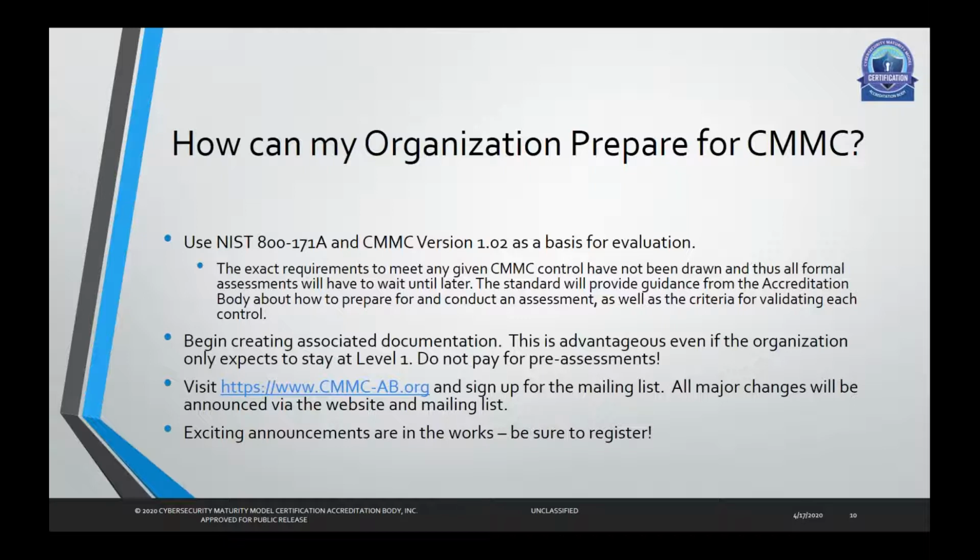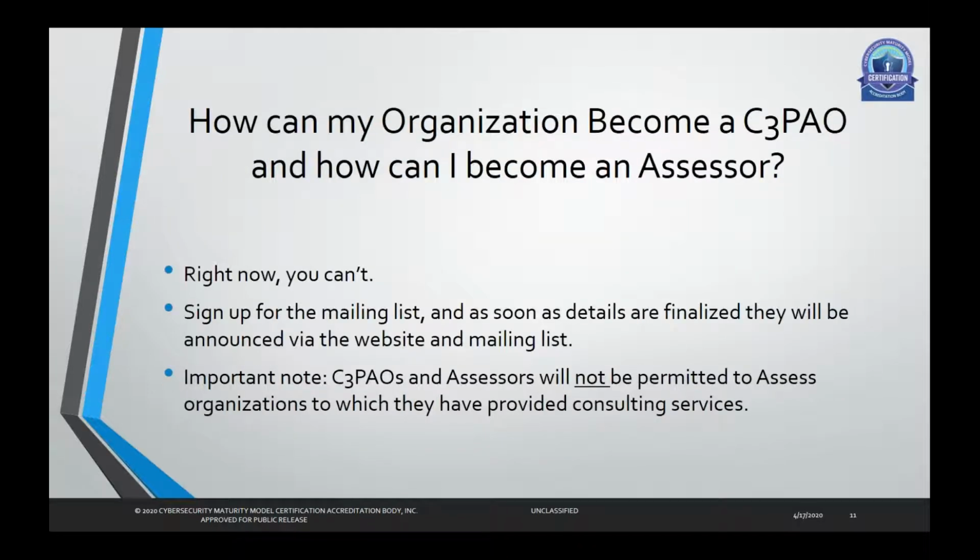As I mentioned before, go to the website, sign up for the mailing list. All major changes will be announced via that website. There are events the board is going to be having, called national conversations, that are going to focus on specific subjects, like how to become an assessor and how to prepare. So how can my organization become an assessor? Right now you can't. Sign up for that mailing list. We're finalizing the training, all the things that go into becoming an assessor, and that will be announced via that update mailing list from the website.